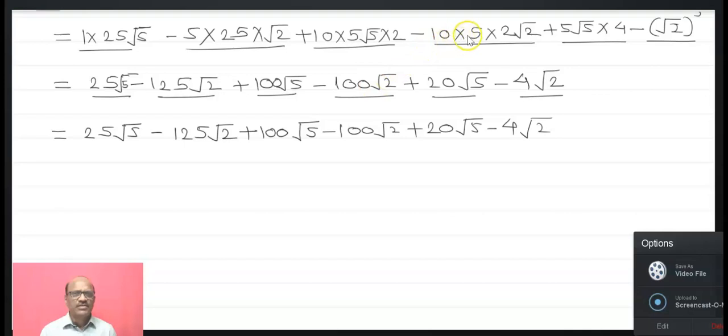Next step is 10 into 5, that is 50, 50 into 2, that is 100. 100 root 2. Here is 100 root 2. And next is 5 into 4, that is 20. 20 root 5. And here is 20 root 5.